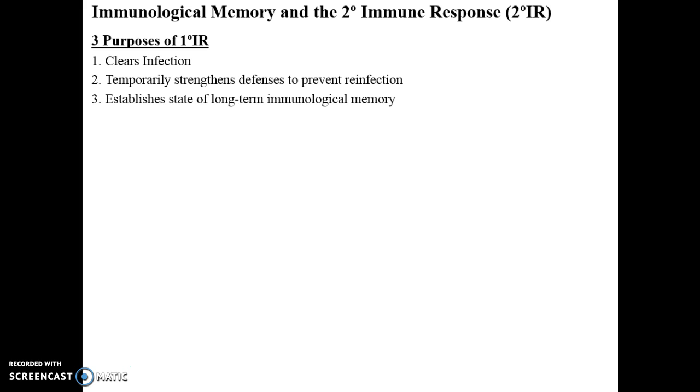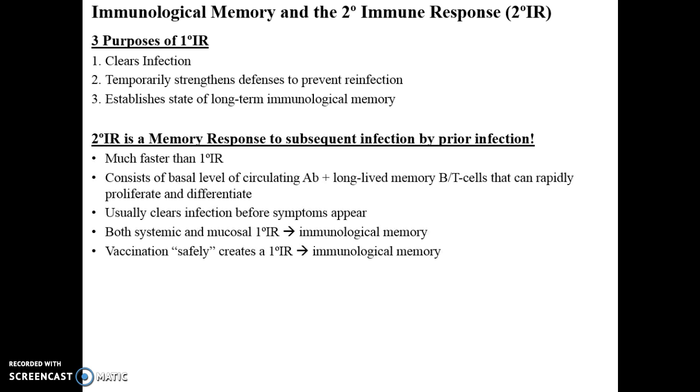in this chapter, we will look at some differences between the primary versus the secondary immune response, even though most of what we've been looking at so far this semester really involves the primary immune response. The purposes of the primary immune response are to clear infection, to temporarily strengthen defenses to prevent reinfection right at that time of the first infection, and then to establish a state of long-term immunological memory in case we see the same microbe again.